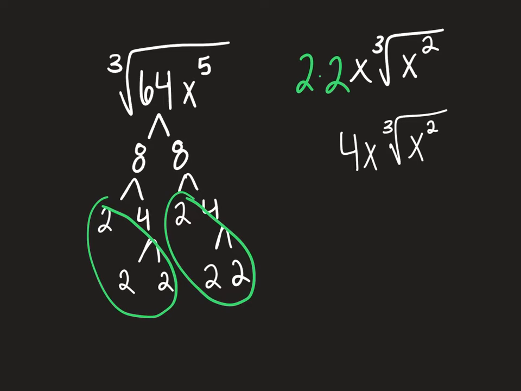Alright, so let's do one more like that. Let's do one with just variables. So let's do the fifth root of a to the 10th, b to the 12th. Alright, so those are larger exponents.